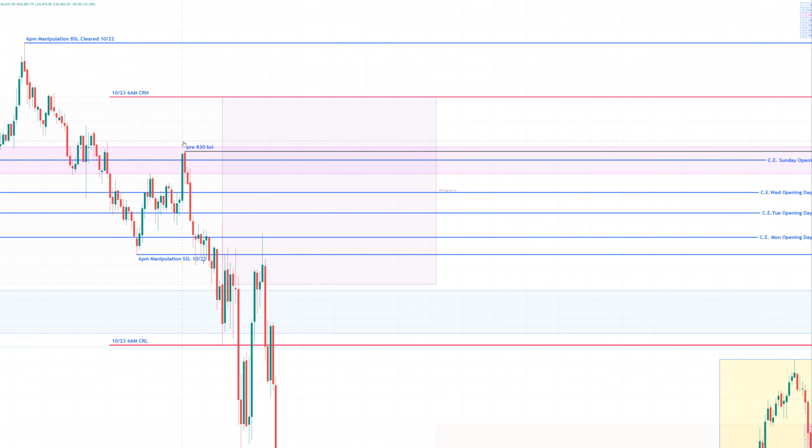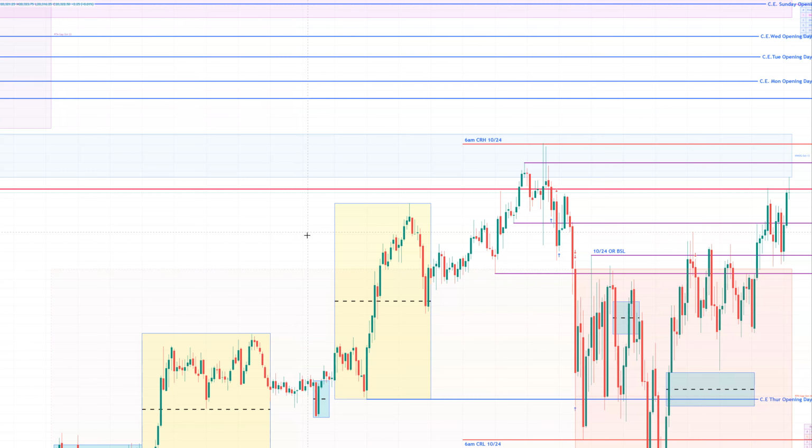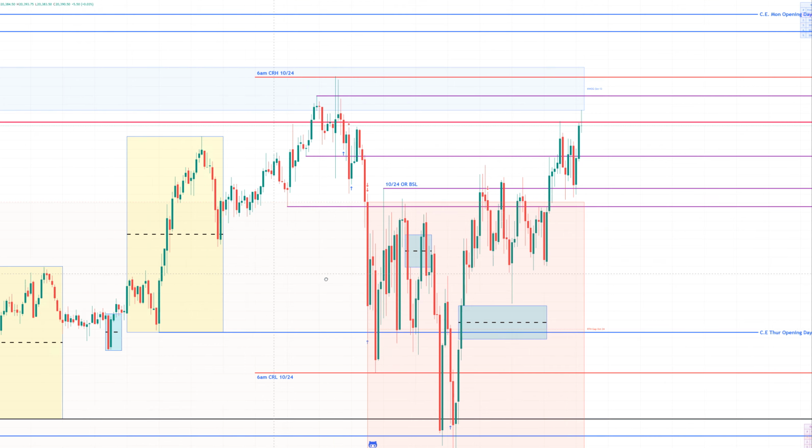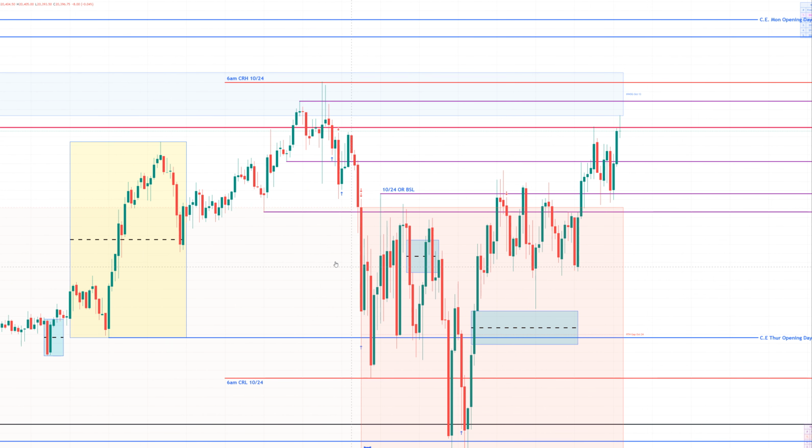I denote them just like this: Pre 8:30 buy side liquidity. This is how you know that I'm not selling you, and I'm not telling you a bunch of crap that I don't do. That's the way I denote it on the chart. And if you see this, I have 6 p.m. manipulation sell side liquidity 1022. So again, I'm not showing you something I don't do, and something that's not actively on my chart.